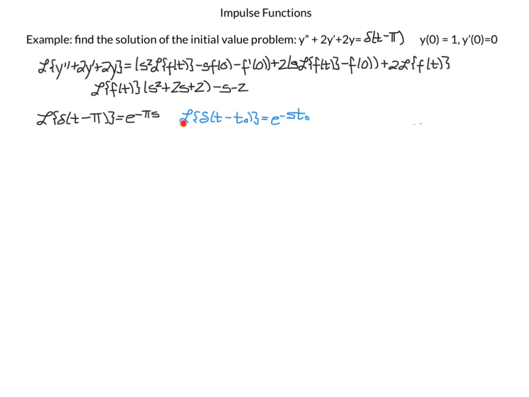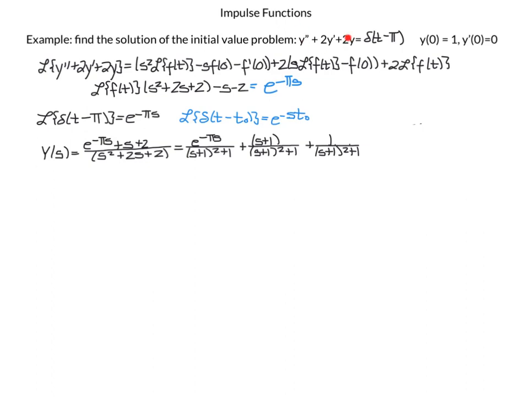Using the formula for the Laplace transform of the Dirac delta function, we can take the Laplace transform of the right-hand side of the equation. So here we see that t naught is equal to pi. So our Laplace transform is e to the minus pi s.